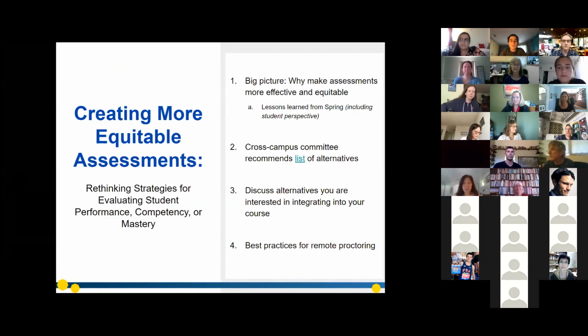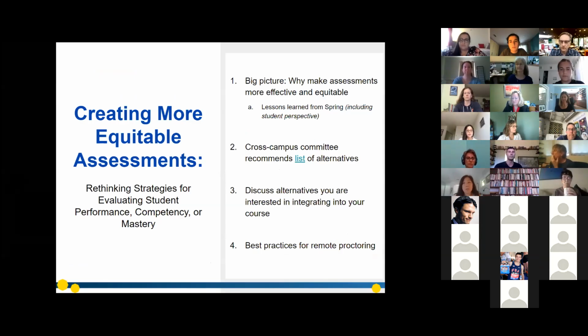So our focus for today is to create more equitable assessments, and we're going to ask you to really rethink some strategies for evaluating student performance, competency, and mastery. Our big picture is what we're going to start with. Why do we even think about assessments in terms of effectiveness and also in terms of equity? We'll learn a little bit about what we learned from the spring quarter, especially from the student perspective. We'll give you a list of a bunch of resources that the cross-campus committee recommended in terms of alternative assessments. We'll discuss a whole range of alternatives that you may be interested in integrating into your course, and we'll ask you to apply some of those.